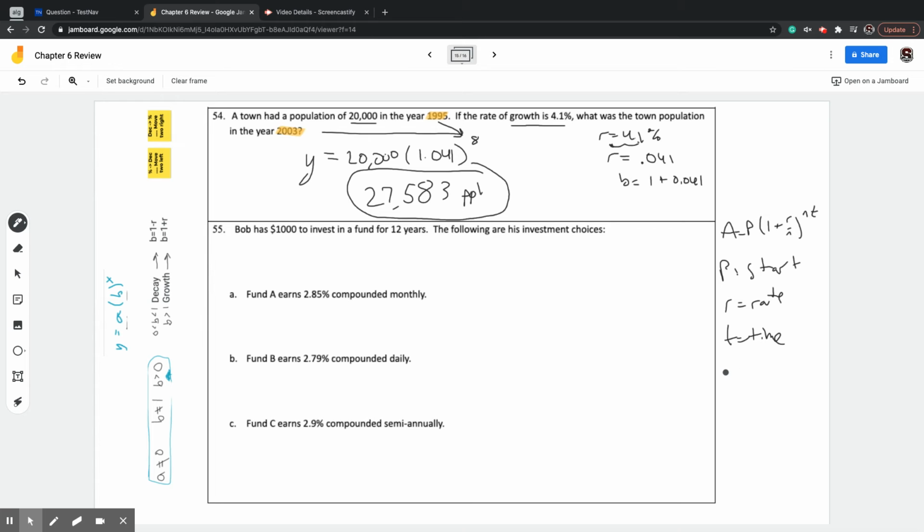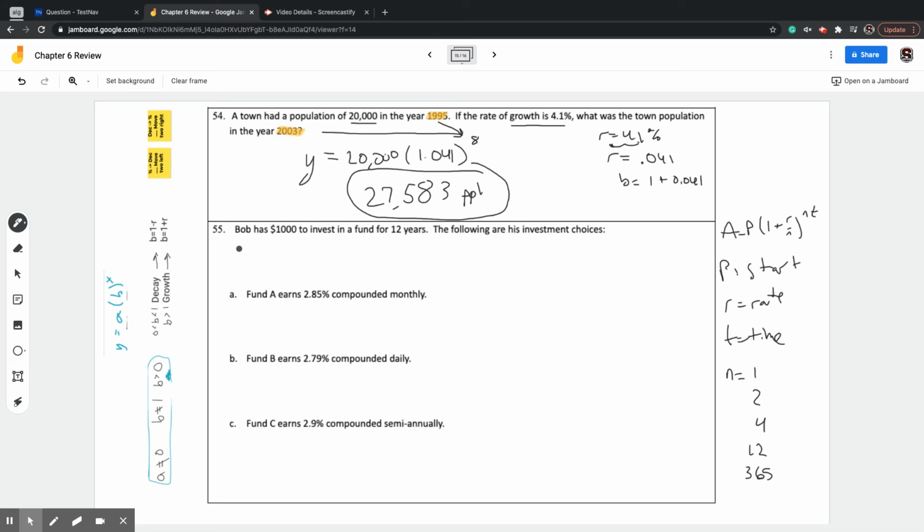And then N could be 1, 2, 4, 12, 365, 52, and hopefully that makes sense. Annual, semi-annual, quarterly, monthly, daily. I'm not going to write that out, but I encourage you to do so if that is helpful to you. Now this type of problem is a common problem, the first set of instructions applies to everything else.